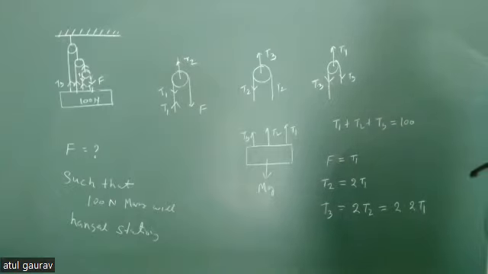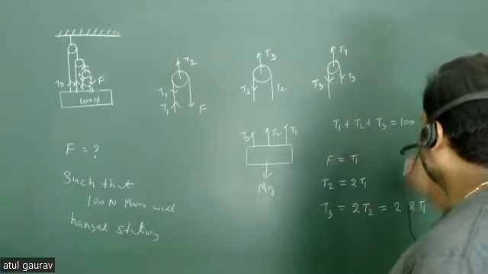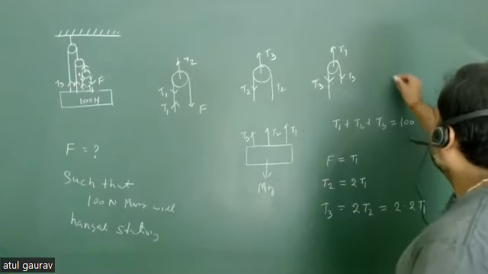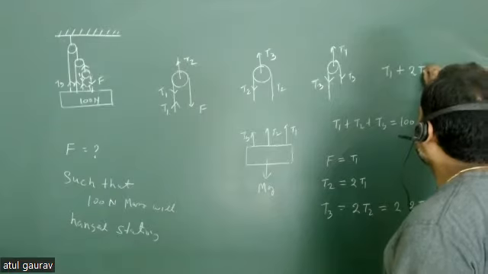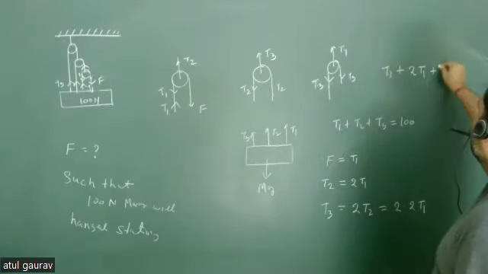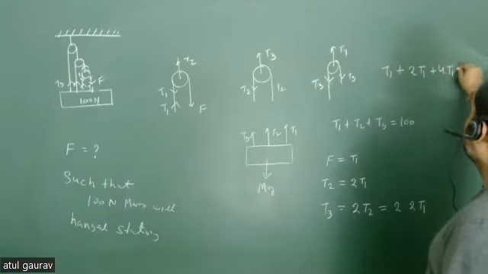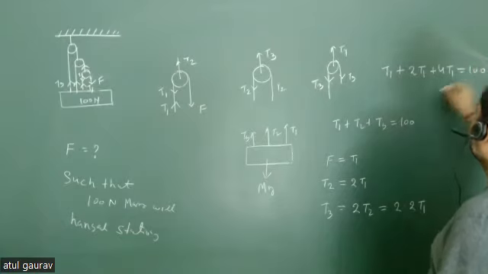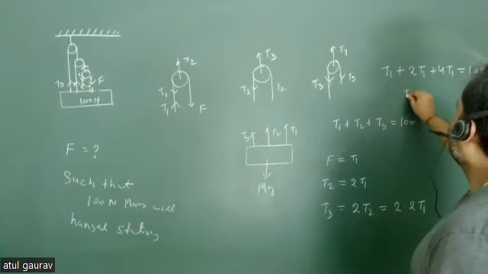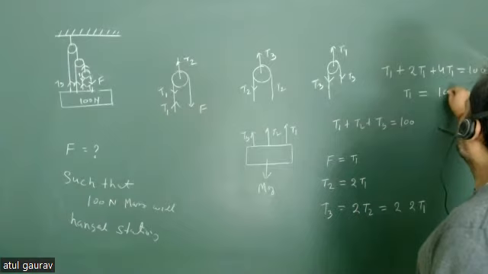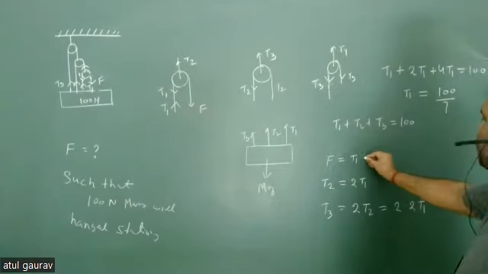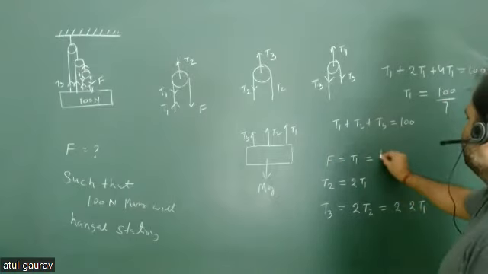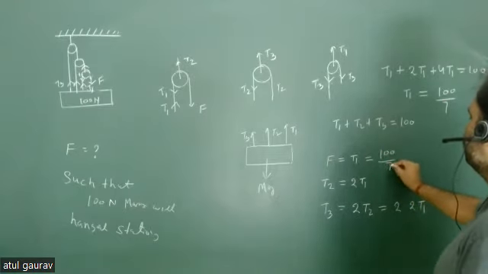So now we are just putting all this here. So what will happen? T1 plus 2 times T1 plus 4 times T1 is equal to 100. So what will be T1? T1 is equal to 100 by 7. And this T1 is actually your force, and that value is equal to 100 by 7.